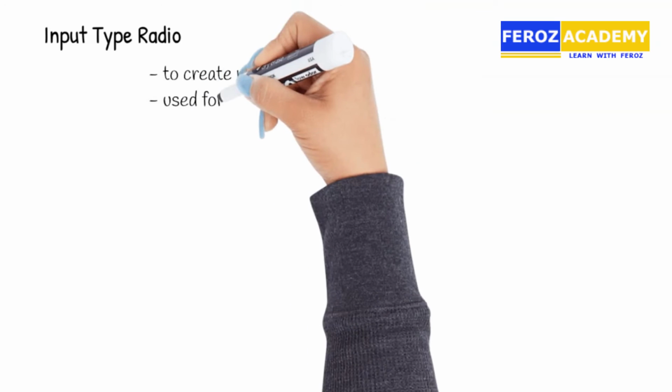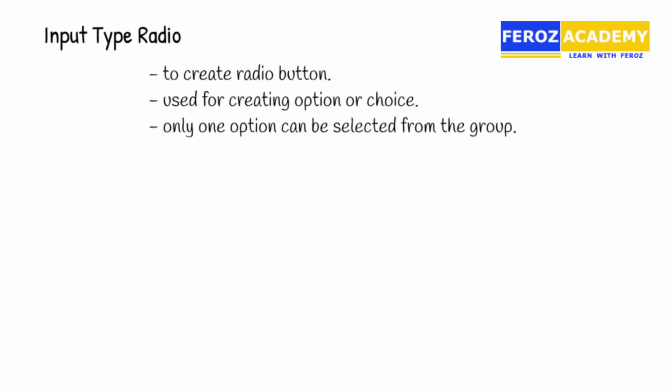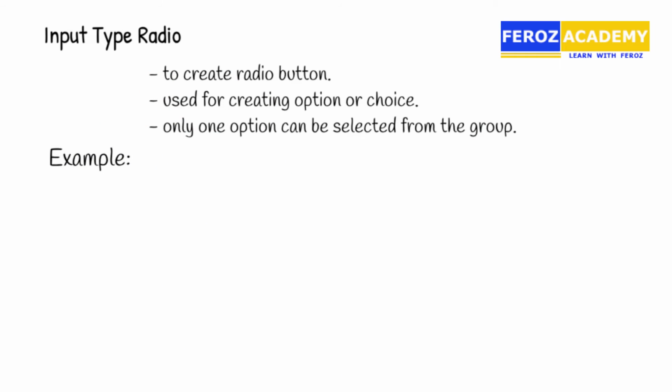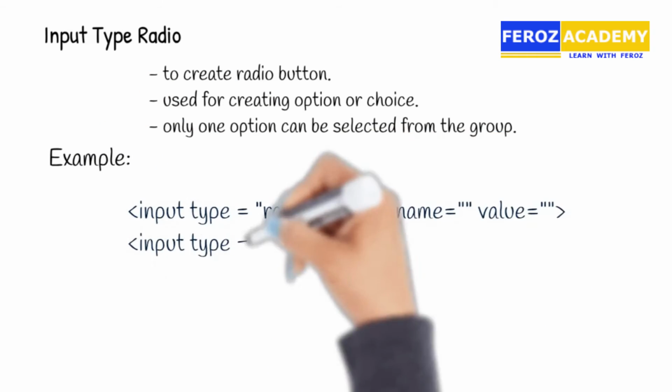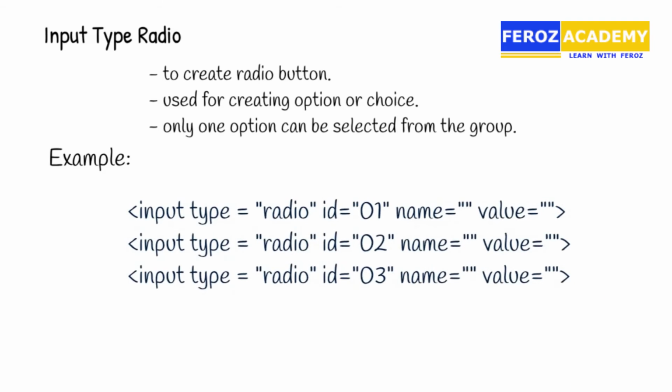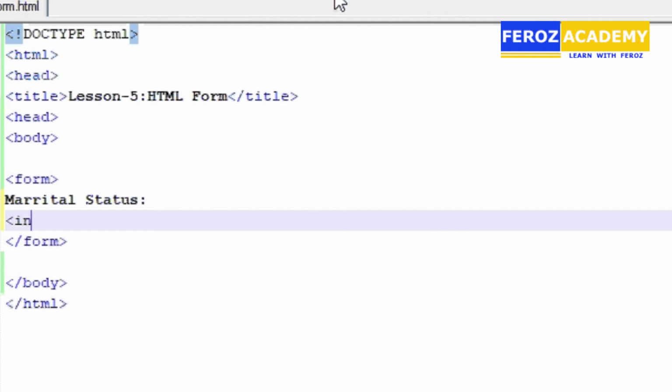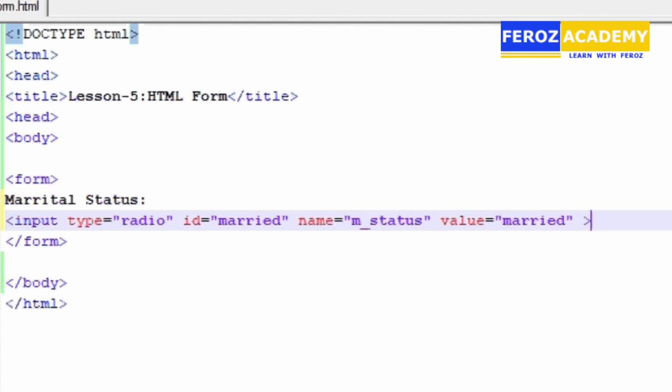The input type radio allows you to create a radio button, which is used to create an option or choice. You are allowed to choose only one option among a number of given choices. Options or choices are created as a group, where every option will have the same name but different value. When a user selects an option, the value for the selected option is sent to the server upon submission of the form.